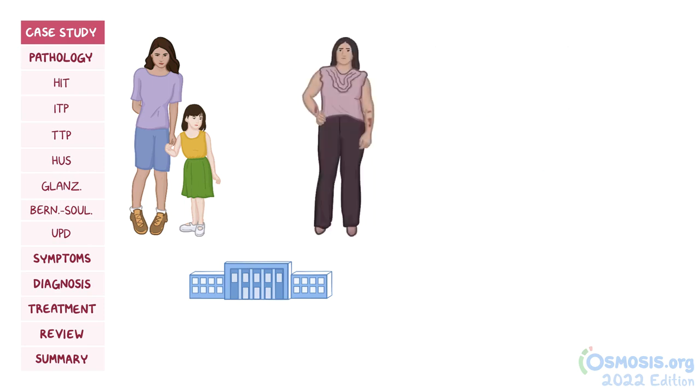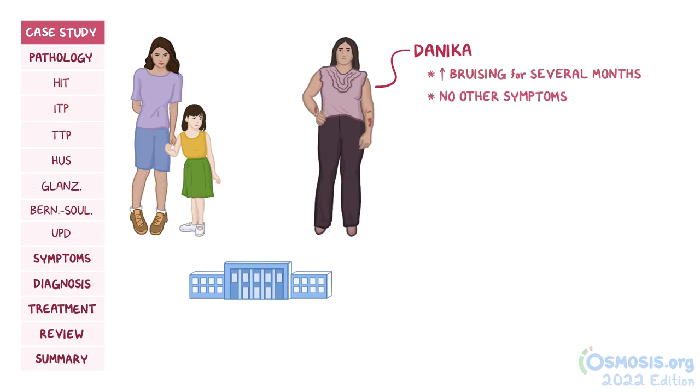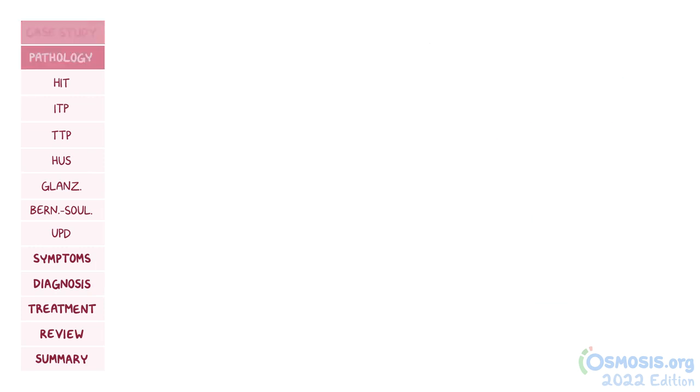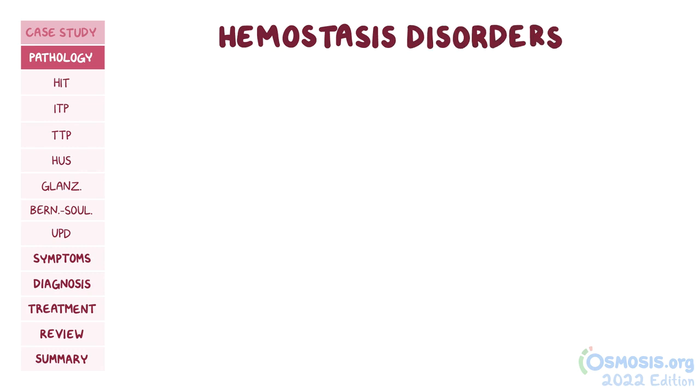Next to her, there's a 30-year-old person named Danica, who came in complaining of increasing bruising for the past several months. She has no other symptoms, and physical examination shows multiple ecchymoses on the extremities. Both Alana and Danica are suffering from a hemostasis disorder.